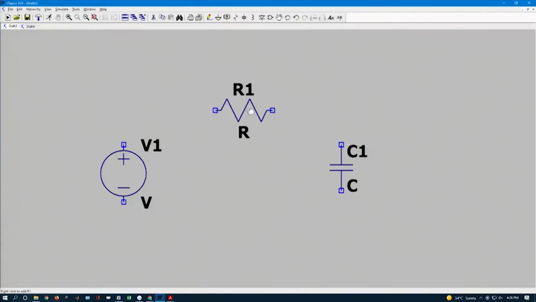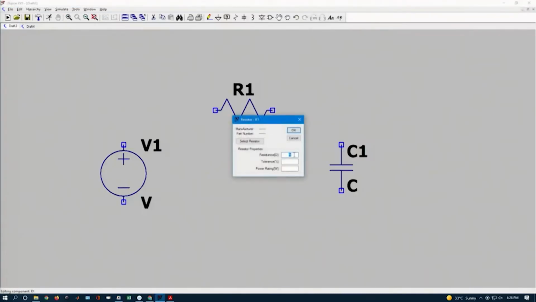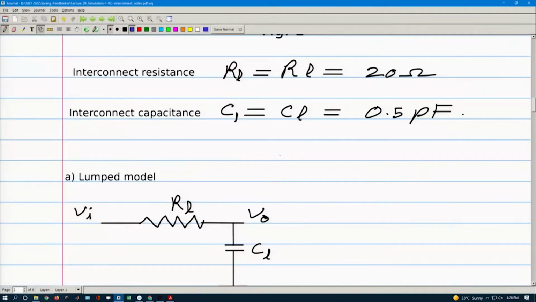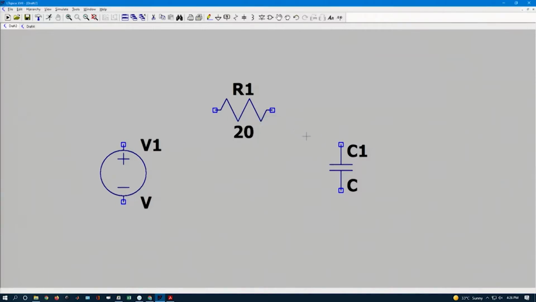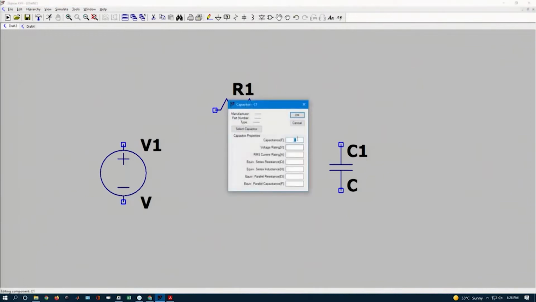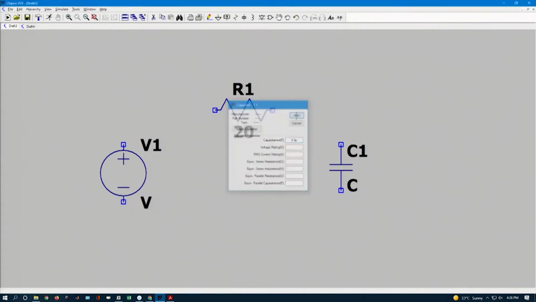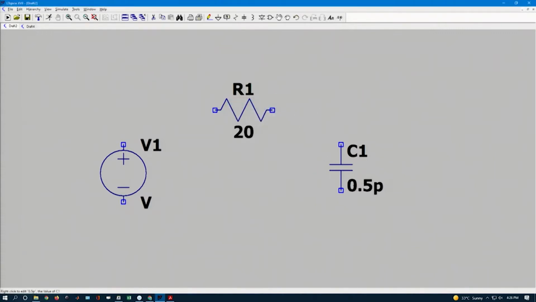Let me give the values. The resistance here can be entered as 20 ohms, so let me enter 20 ohm here. Then I also have to include capacitance. That was 0.5 pico, so that is also included here.